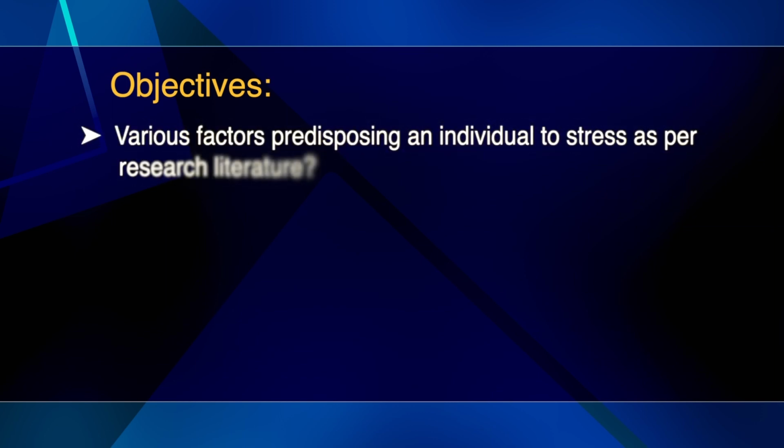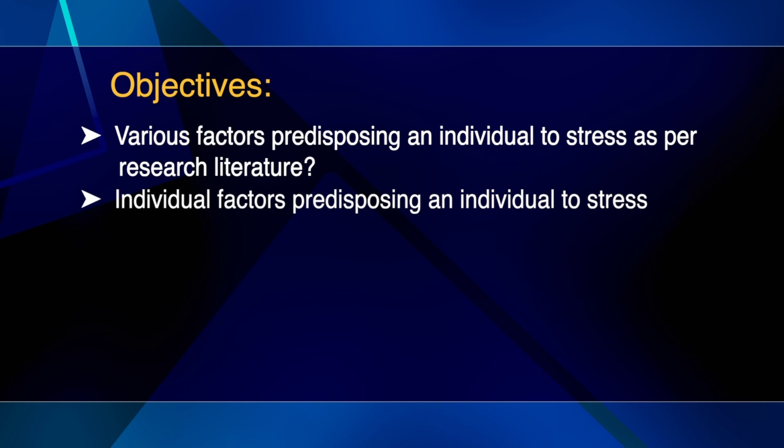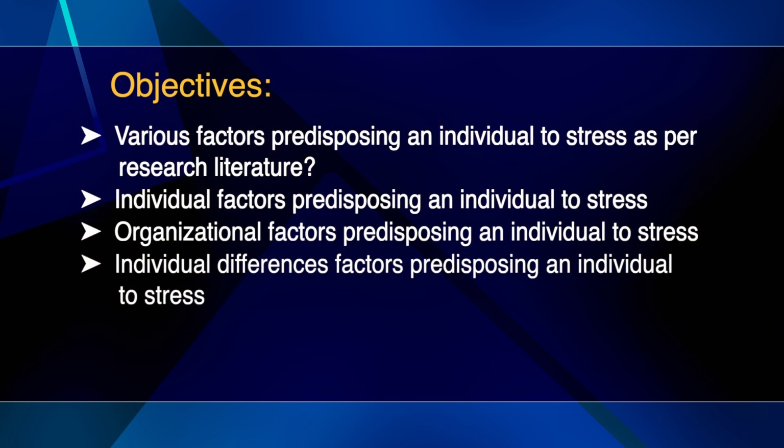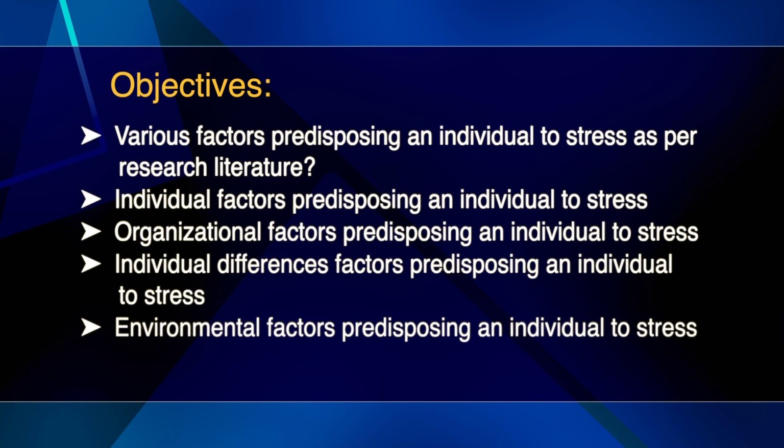The topic selected for this lecture is factors predisposing an individual to stress. The objectives set for this lecture are to have a brief outlook on what are the various factors predisposing an individual to stress as per research literature, to know about the individual factors predisposing an individual to stress, then to know about the organizational factors, to know about the individual differences factors, and to know about the environmental factors predisposing an individual to stress.